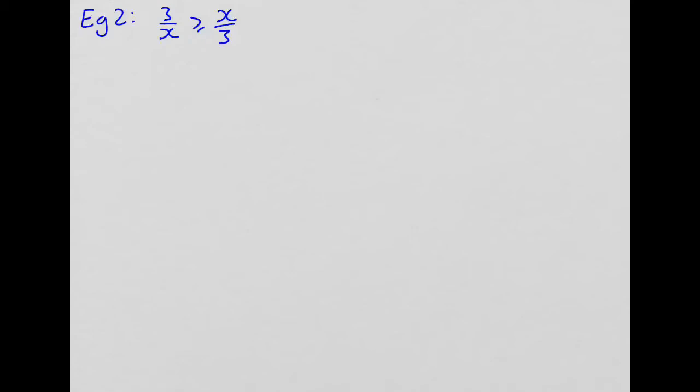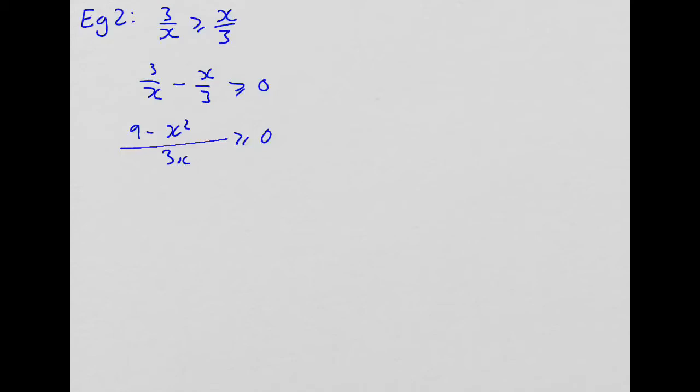Now, we don't know with a variable whether it's negative or not. So in other words, we don't know whether to change the direction of the sign or not. So the best method here is to rather bring the x over 3 over. So we have 3 over x minus x over 3 is greater than or equal to 0. Right, now we find an LCD on the left-hand side. So that would be 3x. And we'd have 9 minus x squared on the left-hand side in the numerator.